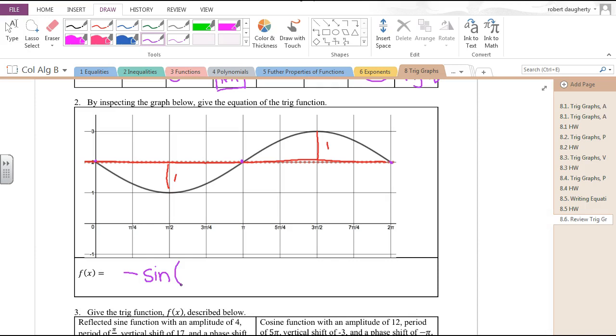So remember, sine of x and cosine of x, they both have a period of 2 pi. So there's no number in front of the parentheses here other than 1. And then I look at this, so this is negative sine of x. Okay, and is there a vertical shift? Yes, normally that graph would be here at 0, but it's moved up 2. So this is negative sine x plus 2.